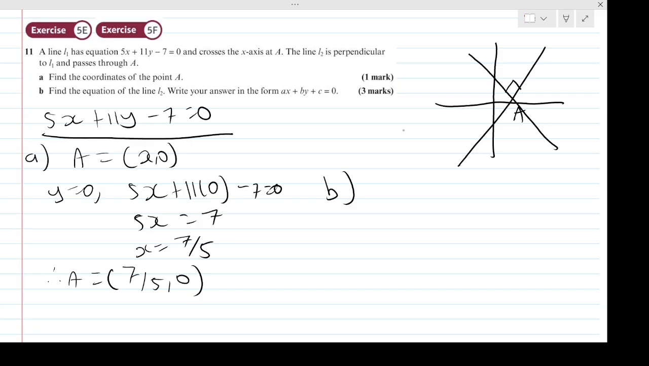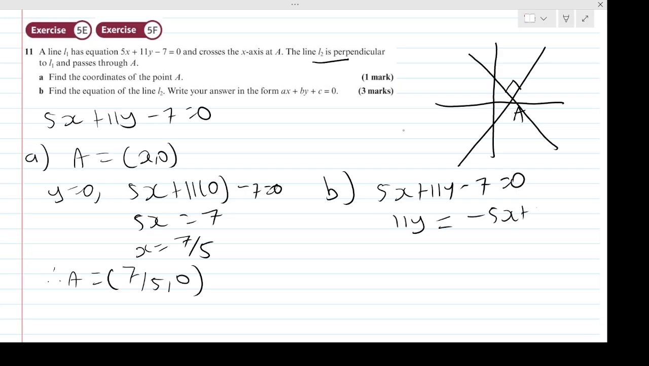We're told that this line L2 is perpendicular to L1, but also passes through A. If it's perpendicular, the gradient of L2 is the negative reciprocal of the gradient of L1. But we don't know what the gradient of L1 is, and because it's not in mx + c form, I need to get it in mx + c form to get m, the gradient. So let's rearrange. We have 5x + 11y - 7 = 0, so 11y = -5x + 7. Then I divide by 11 to get y = -5/11 x + 7/11.